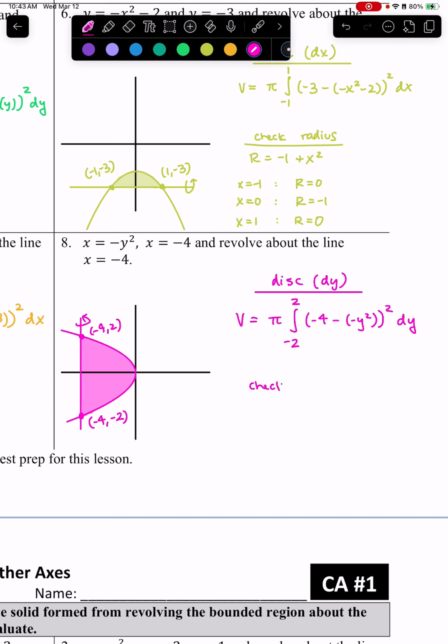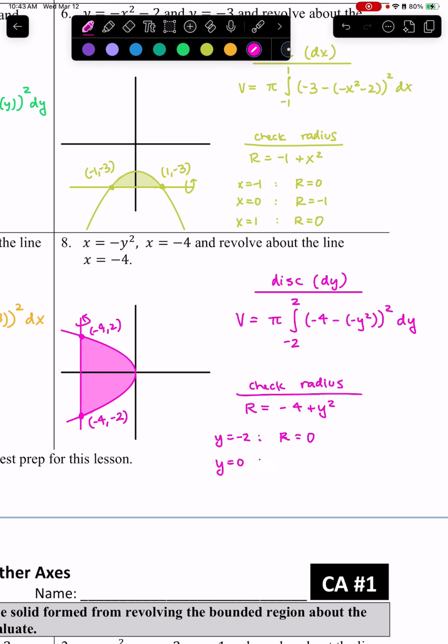Let's do a little radius check. Our radius equation then is negative 4 plus y squared. When y is equal to negative 2, we should get a radius of 0, which negative 4 plus negative 2 squared would be positive 4. That is going to be 0.